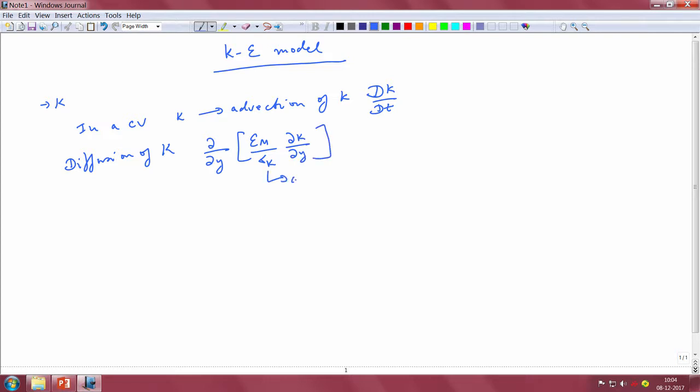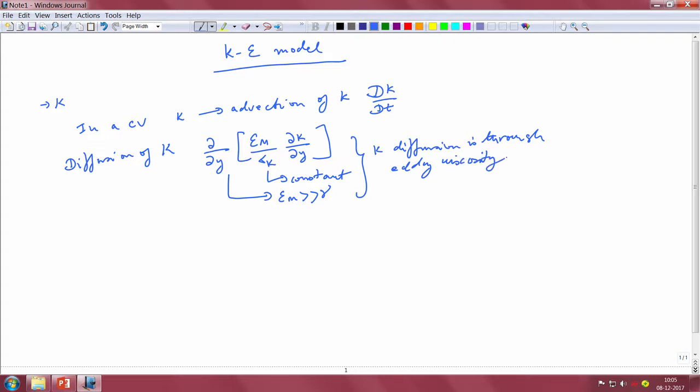This is basically a constant, as you will find that there are many constants of proportionality that arise not naturally, and you are taking that epsilon m is much greater than your kinematic viscosity. So, in other words, it implies that K diffusion is through eddy viscosity only. Once again remember, this is not a viscosity per se, this is some way that we have cast it like a viscosity.